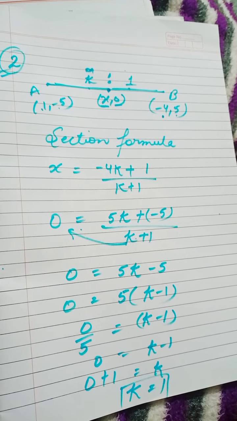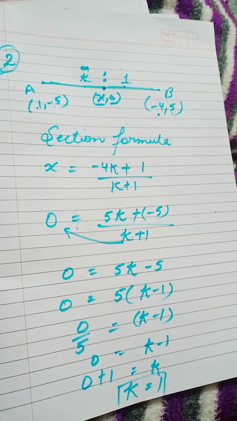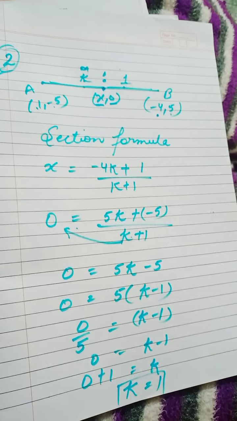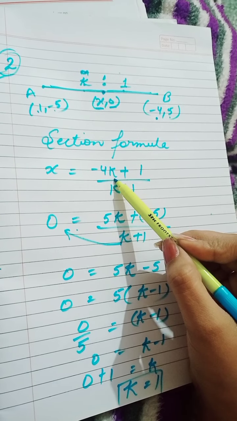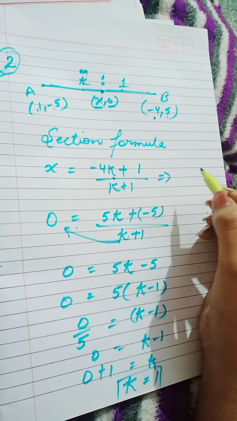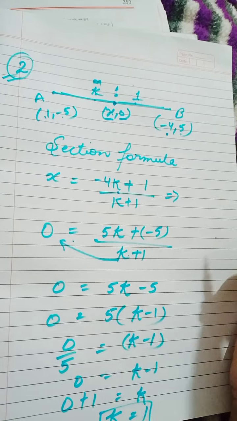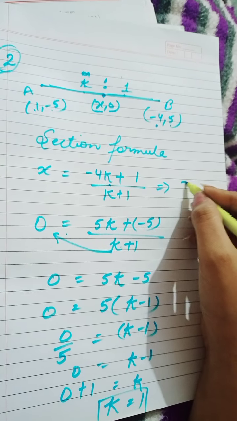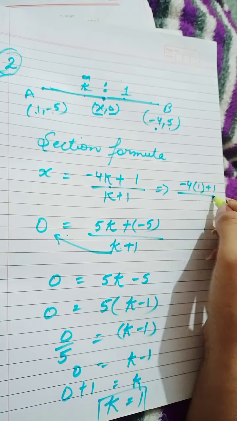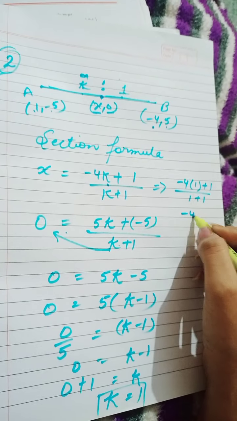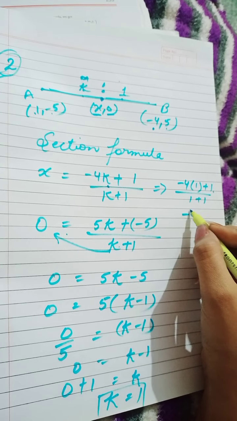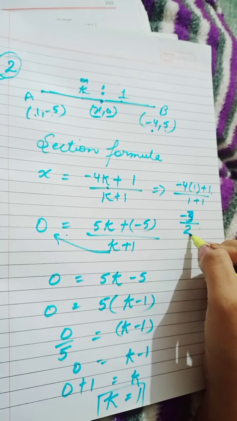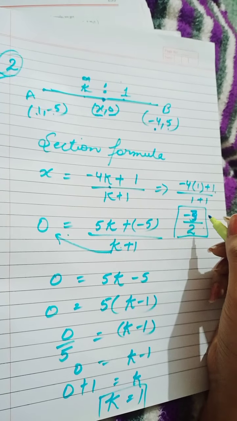So the ratio is 1:1, right? If k is 1, you can put the value of k over here and you will be able to get the value of x. So I'm doing it over here only. You have to do it on the next page. -4 into 1 plus 1 divided by 1 plus 1. It would be -4 plus 1, -3. -3 by 2 would be the value of x.